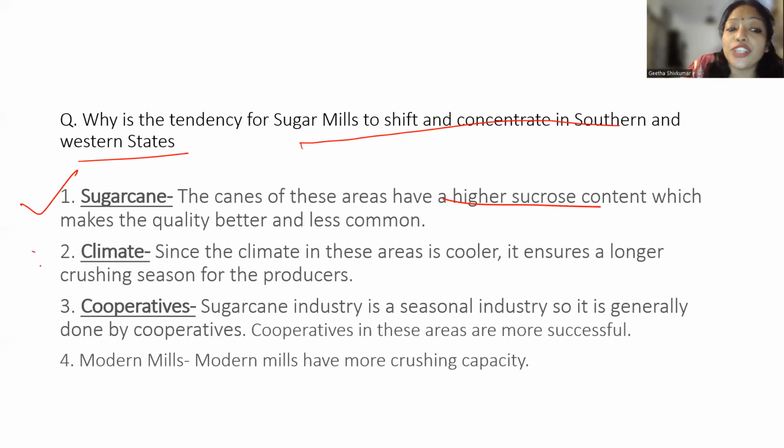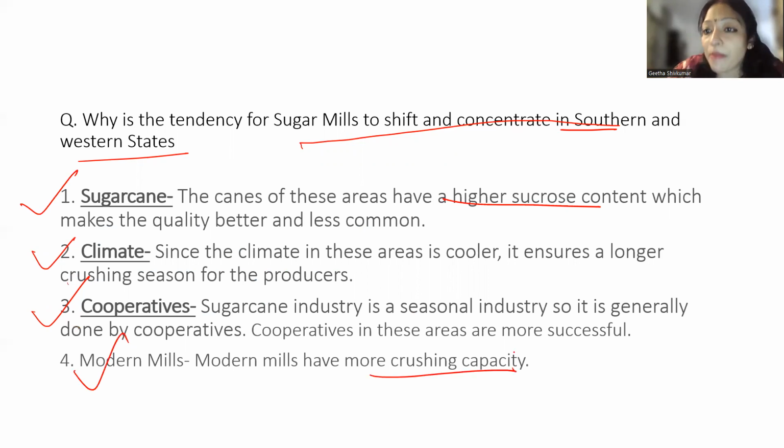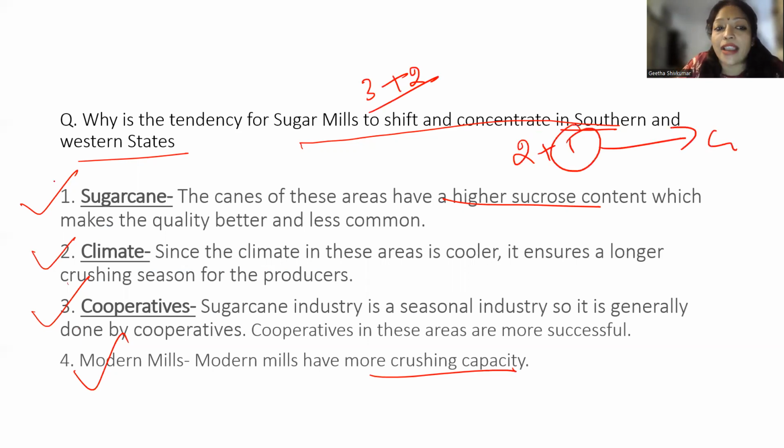So that plays a very important role. Climate, climatic conditions are good in the southern and the western states. Cooperatives, usually the sugar industries are in the cooperative sector, and it has played a very important role in the southern and western states. In Maharashtra, most of the sugar industries are in the cooperative sector. Then modern mills are there, so crushing capacity is increased. This question can come for 3 plus 2, or they can ask you 2 plus 1. One, they can ask you for the challenges, and out of this, any 2 points they can ask you.